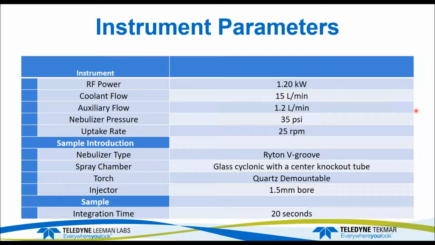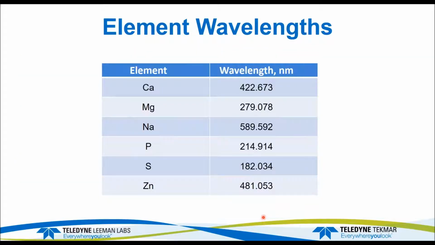Again, we look at these parameters. Everything is identical, though this time this is a sample I ran at 15 liters a minute. That's sort of where I like to be. Auxiliary flow, again, was 1.2. Nebulizer pressure was the same, with the V-groove and the glass cyclonic. I actually used a slightly wider bore but kept the nebulizer pressure the same as before. Integration time this time was only 20 seconds. So slightly different parameters, but not substantially. The big ones are really the auxiliary flow and the torch position, which would be the same between the two.